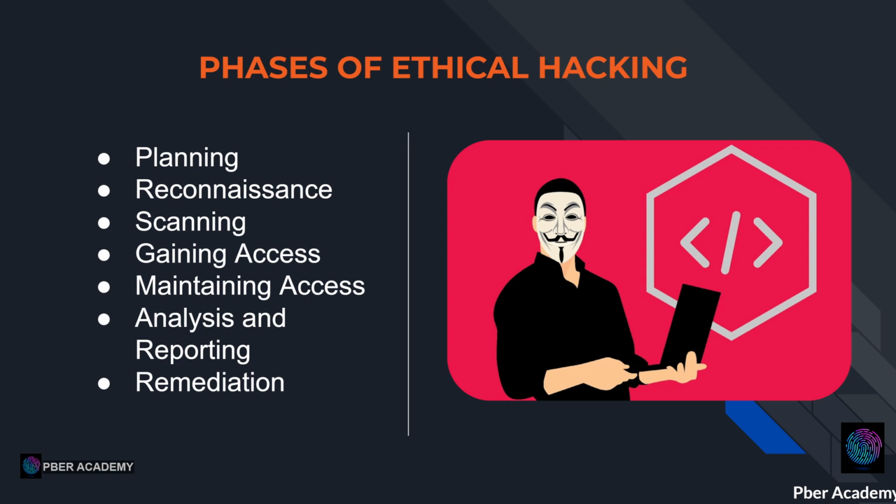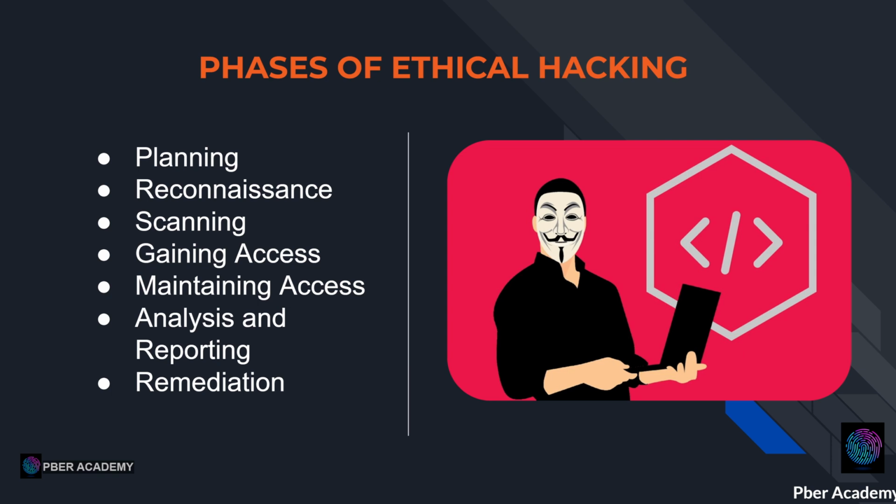Planning, reconnaissance, scanning, gaining access, maintaining access, analysis and reporting, and finally remediation. Planning and preparation. Any ethical hacking begins with defining the scope. Determine the scope of engagement, including the systems, networks, and applications to be tested.